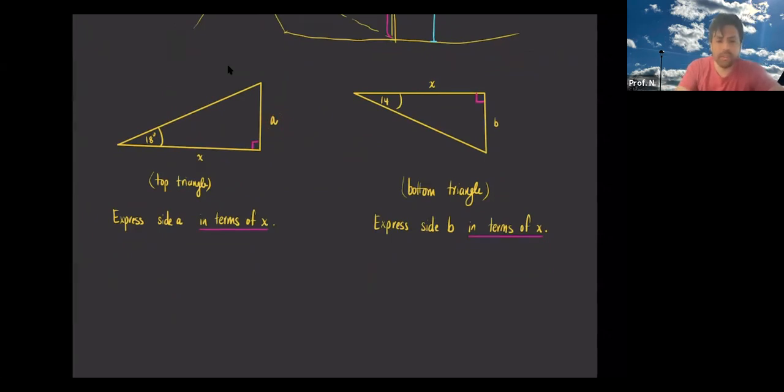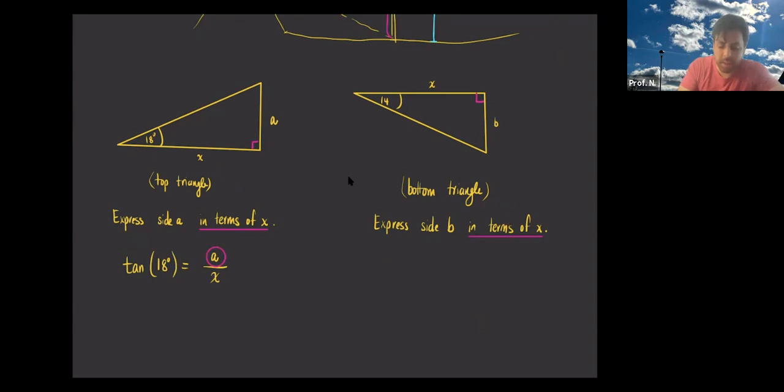Now, what kind of trig function relates the angle, opposite side, and the adjacent side? What trig function relates those three quantities together? Tan, that's right, Chen. Tan of 18 degrees equals A over X. So I'm almost there. Whenever you hear the phrase in terms of a variable, so in terms of X, I want to get A as a function of X. I want to get A alone.